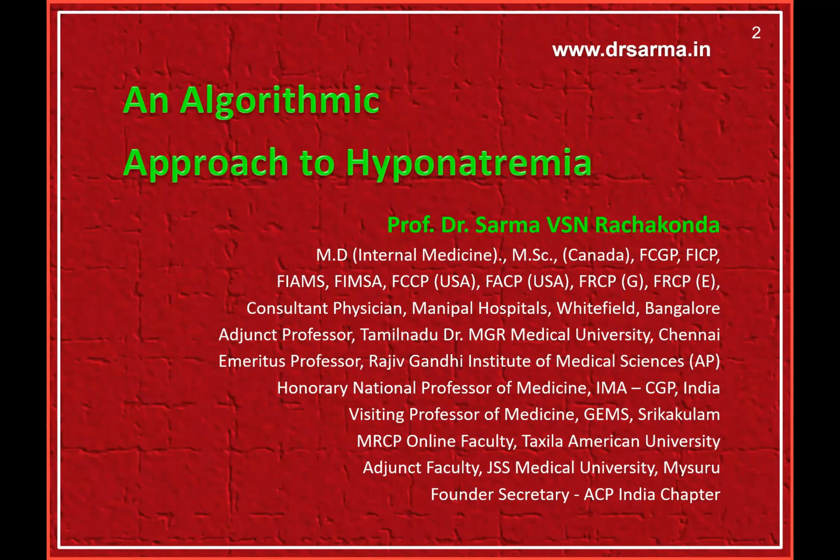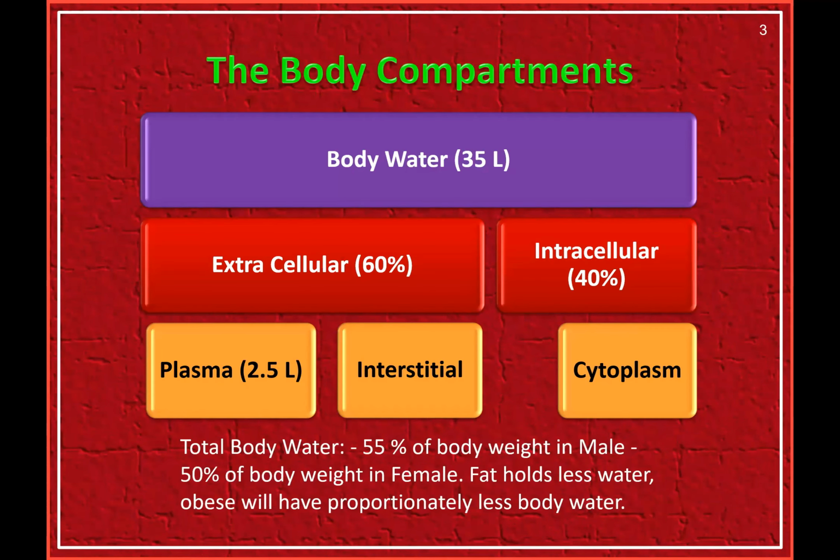So an algorithmic approach to hyponatremia, a very important topic. All of us, let us focus. All of you know this, I have shown you in the water metabolism. Why we need to know a little bit of water metabolism is because hyponatremia is of course connected to water metabolism. Hyponatremia doesn't occur on its own. There will be disturbance in the water also.